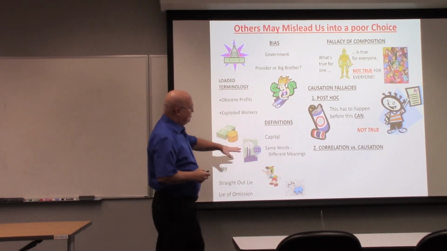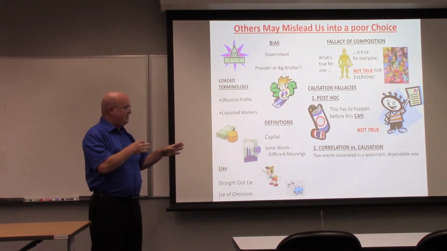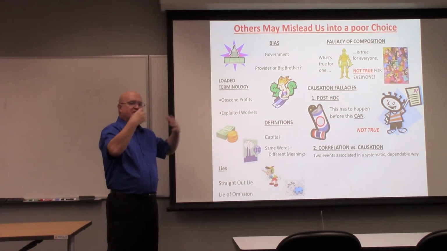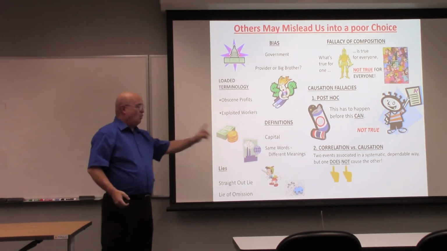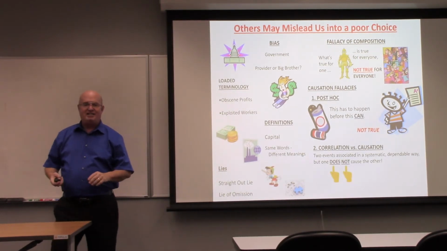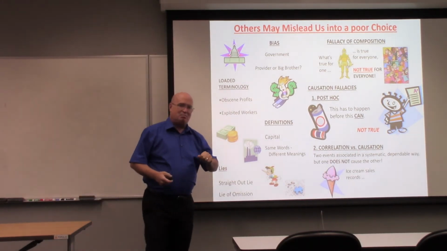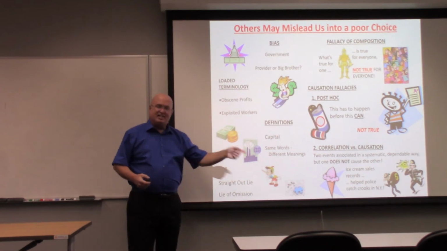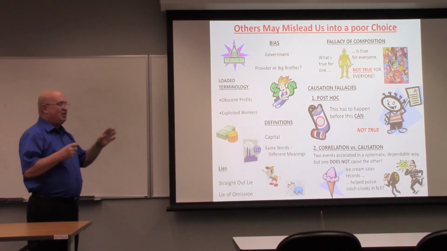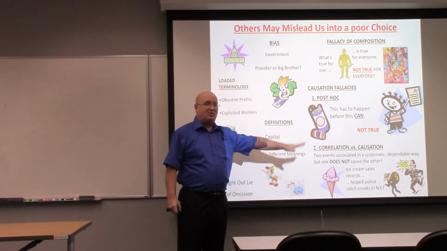Now, my favorite one is correlation versus causation. Correlation: two events are associated in a systematic and dependent way. In other words, they kind of go the same path, right? But one doesn't cause the other. Now, this one is so good, I haven't been able to replace it since I started, and it actually happened back in the 1950s. New York Police Department used ice cream sales to help catch crooks in New York City. Now, you could almost say that's right, but ice cream sales did not catch the crooks.